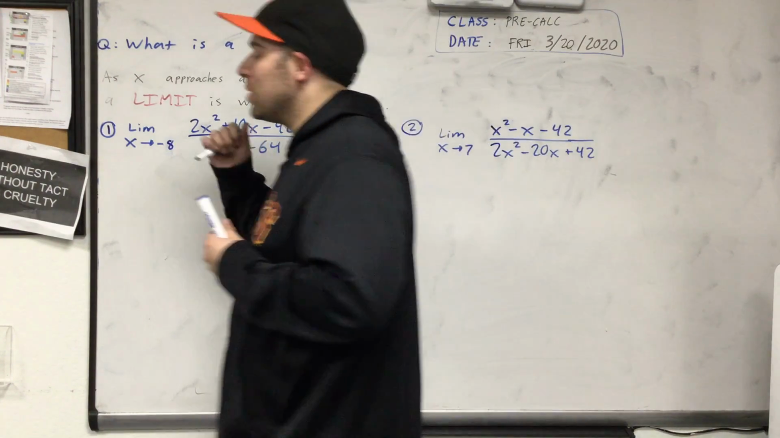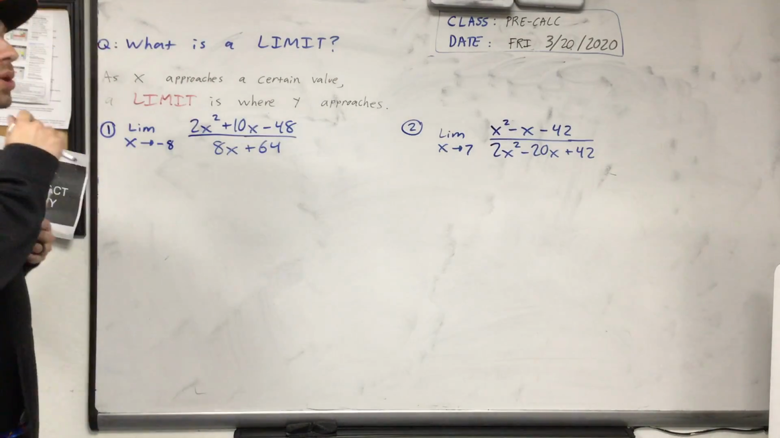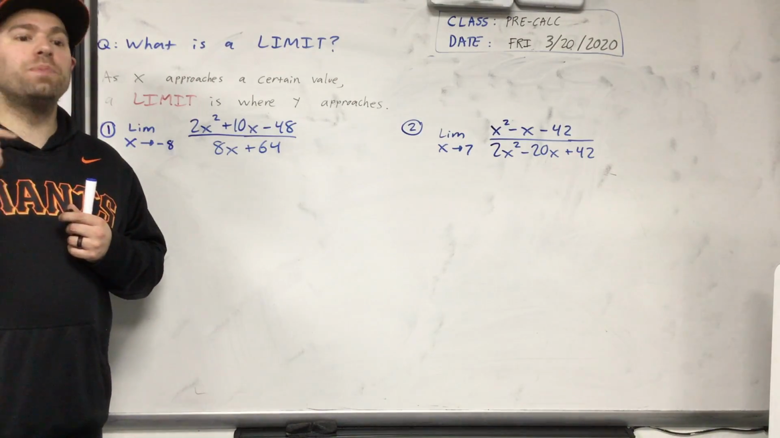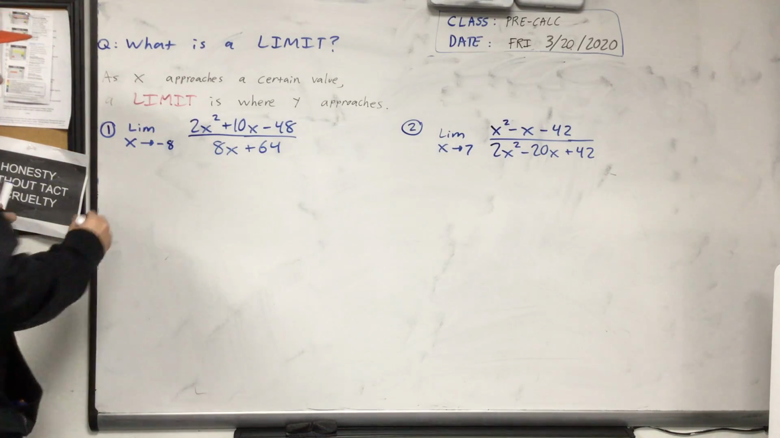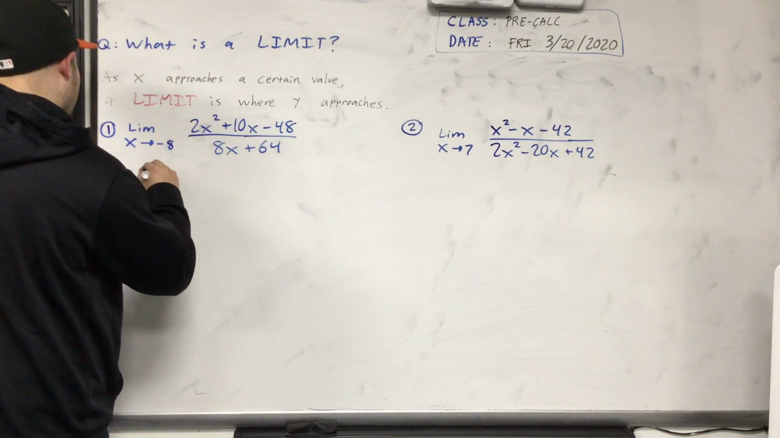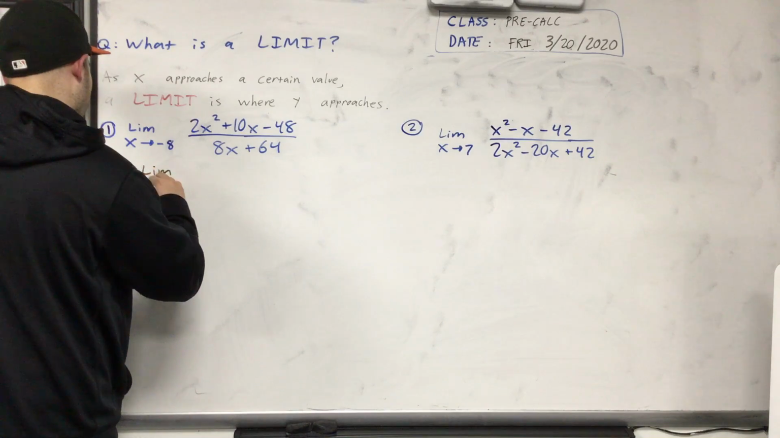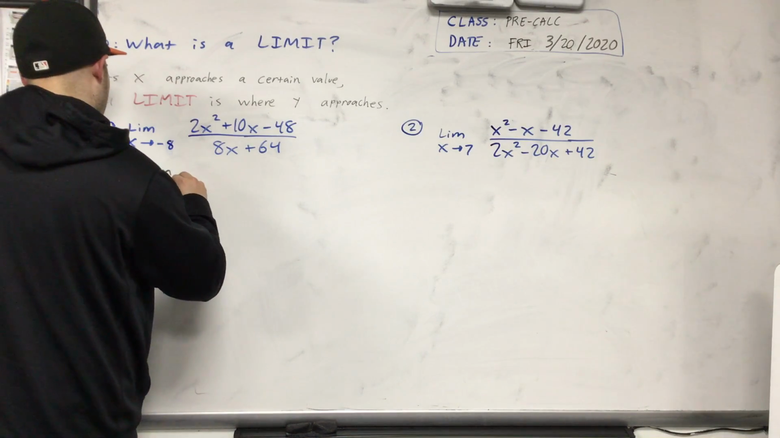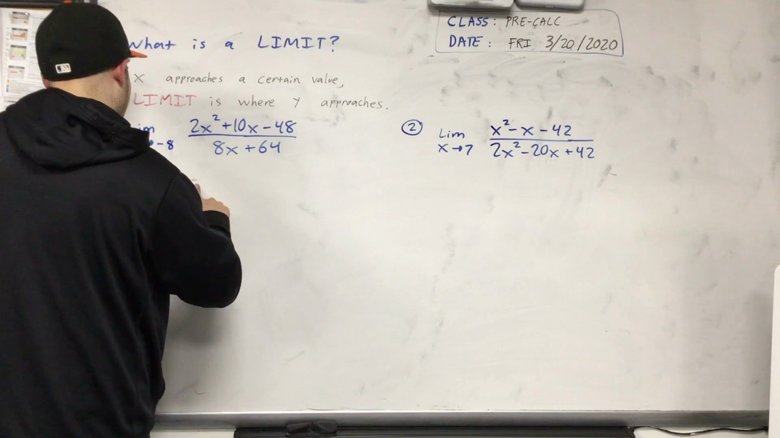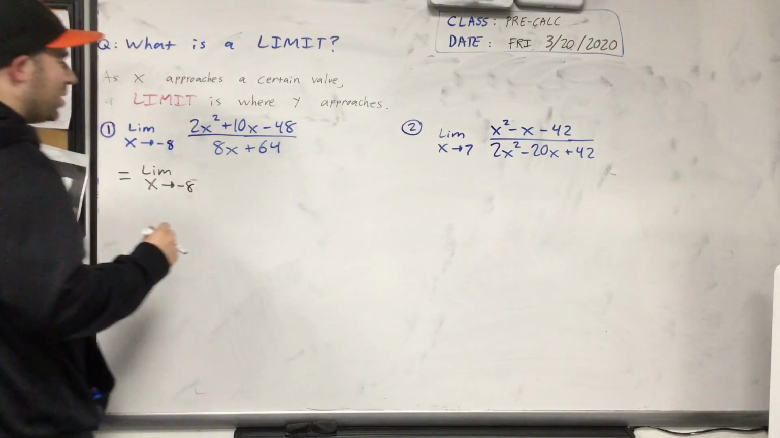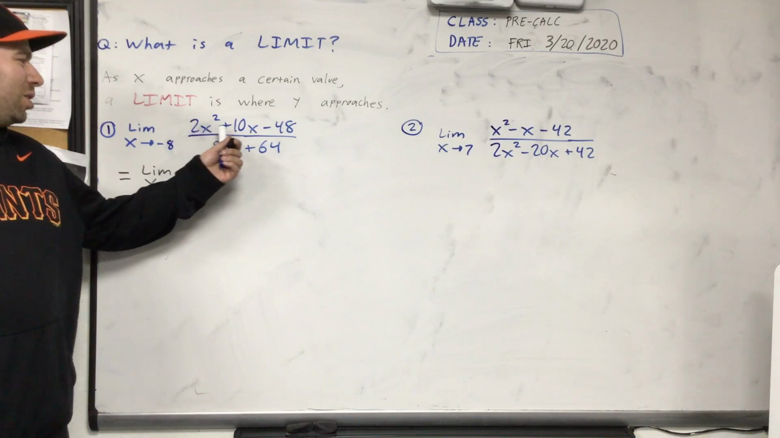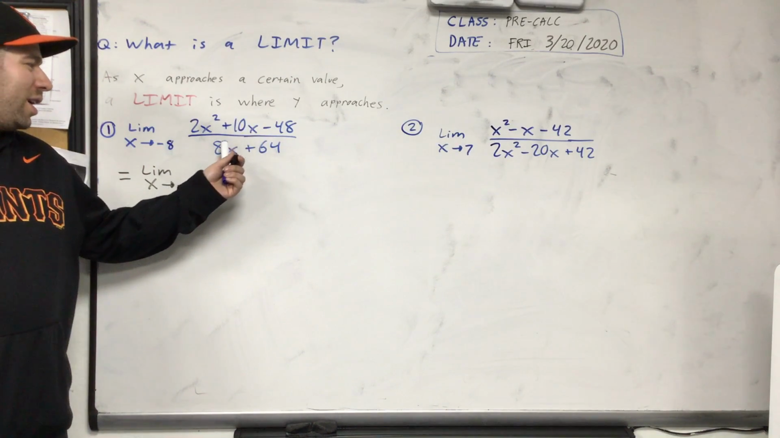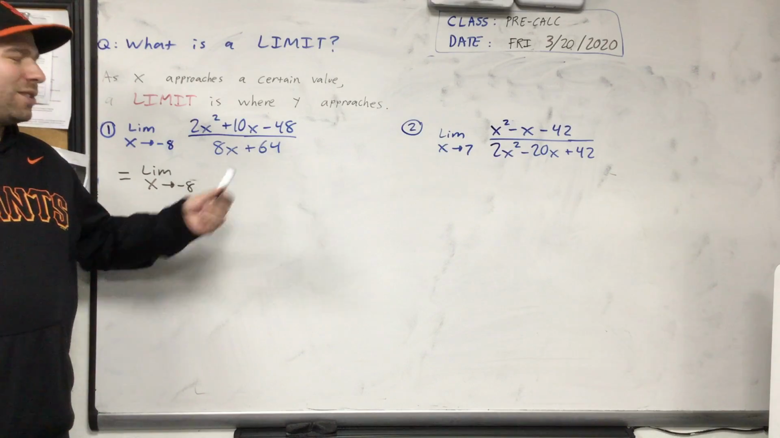But I just want to make sure that we understand you can always factor. Observe the situation after you factor. If you can factor, go for it. So I'm going to look at this problem, the limit as x approaches -8. Well, on the one hand, I could plug in x equals -8, and I would get -8 quantity squared times 2 plus 10 times -8 minus 48 over 8 times -8 plus 64.